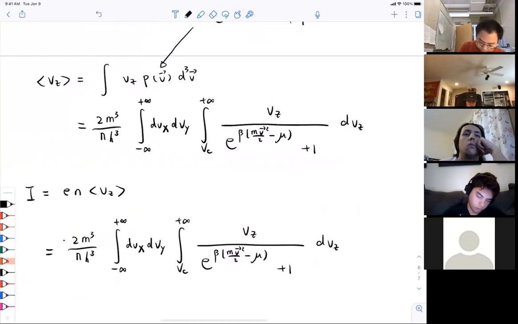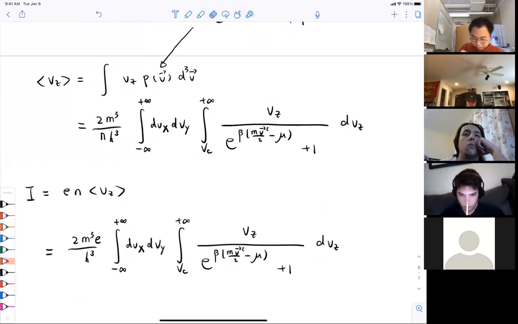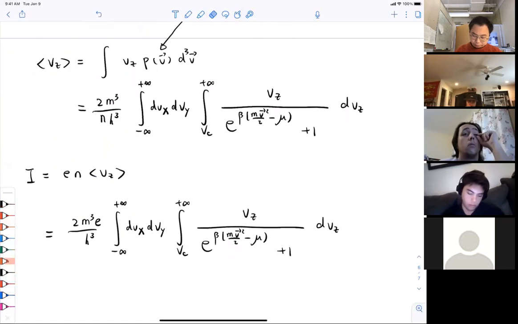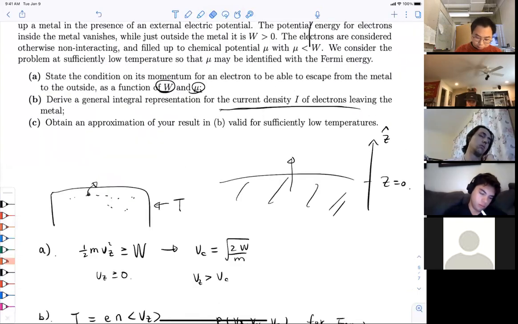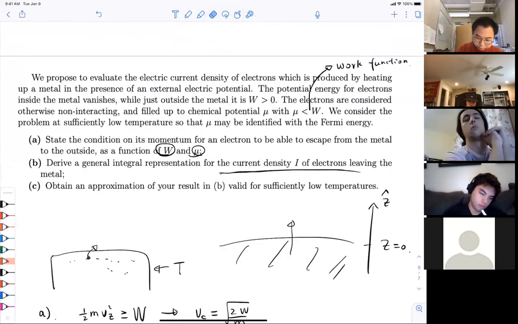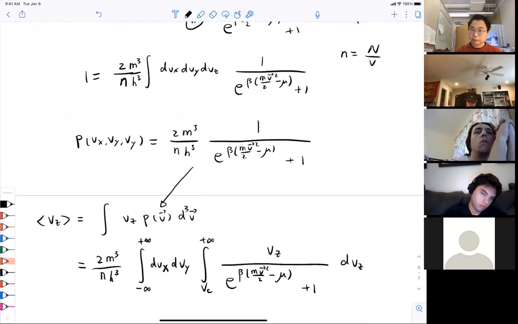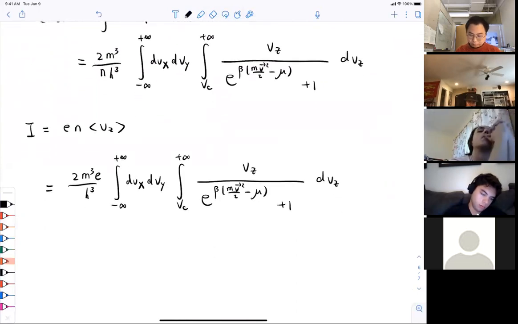At times E, let's add an E here. And this density cancels out with this N in the denominator. So this is the expression for the current. So for part B, we only need to derive the general integration representation for the current. Is it clear?